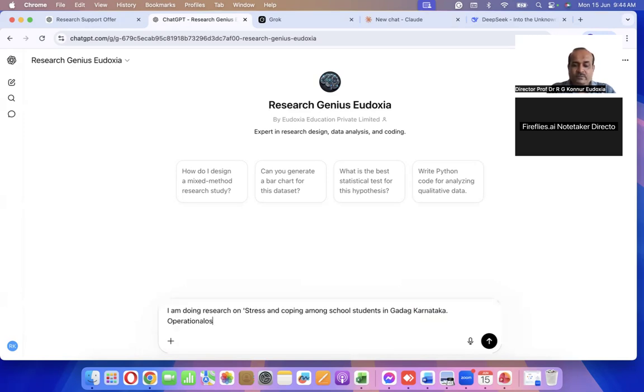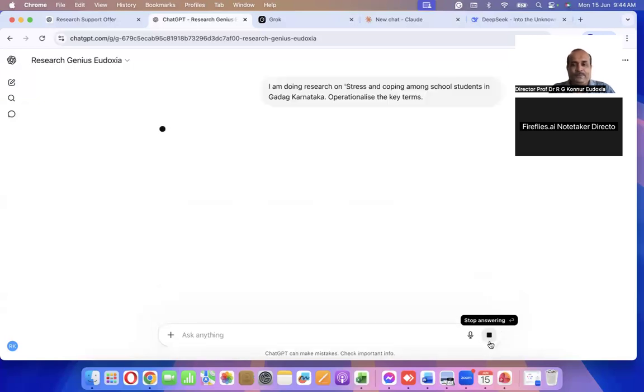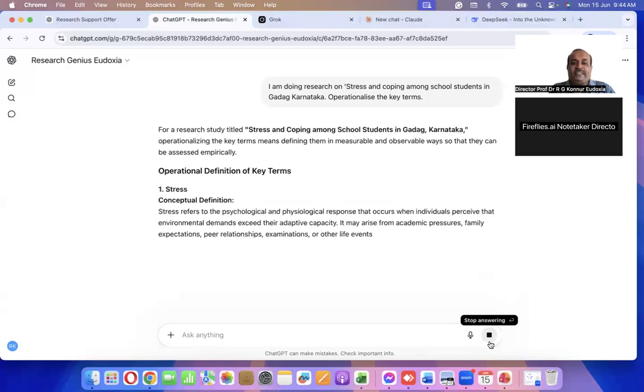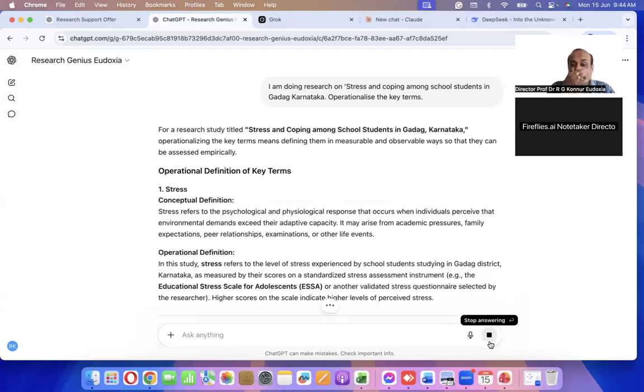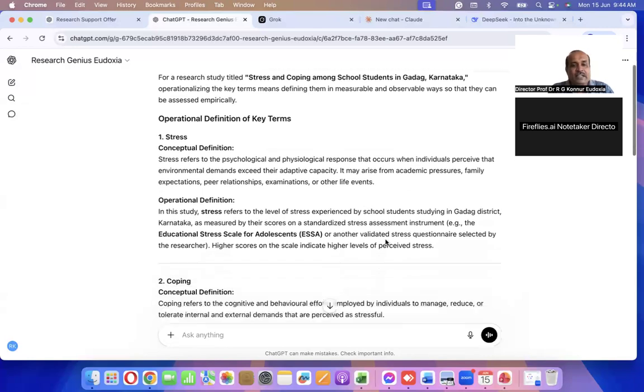Operationalize the key terms. I have just given that I am doing research on, for example, stress and coping among school students in Gadag, Karnataka, and asked it to operationalize the key terms. Now we will go for it. It has given the conceptual definition and operational definition of stress. Stress refers to a psychological and physiological response that occurs when individuals perceive that environmental demands exceed their adaptive capacity. That is the theoretical one.